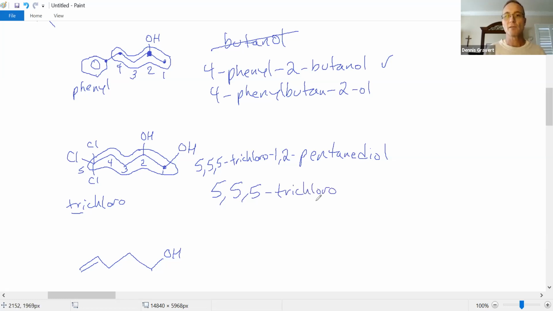trichloro, right? If you have 3 chlorines, you need 3 numbers. You have to be very specific. If it's left off, then where are the chlorines? It could be on any of those 5 carbons. Pentane, and then you can insert the 1,2 here if you like. Diol. Your choice. They both earn full credit.